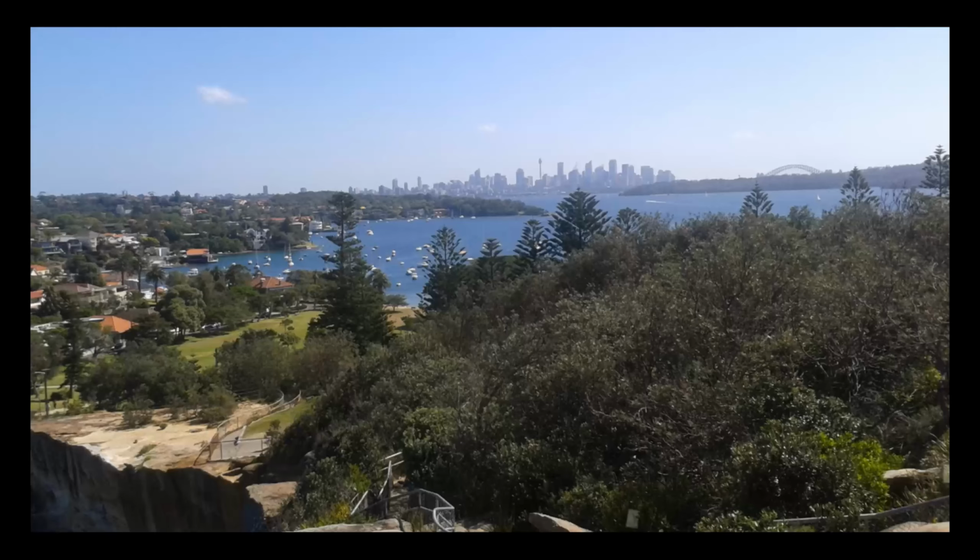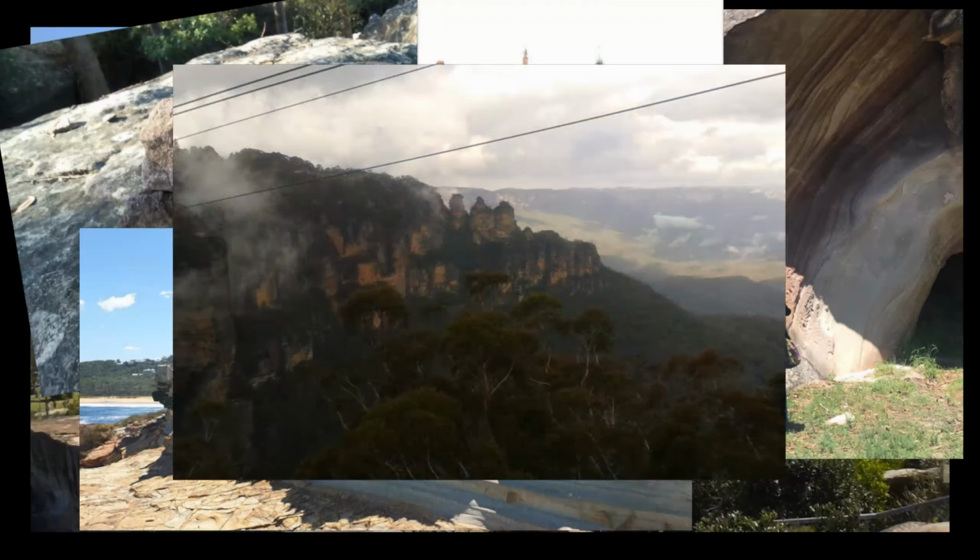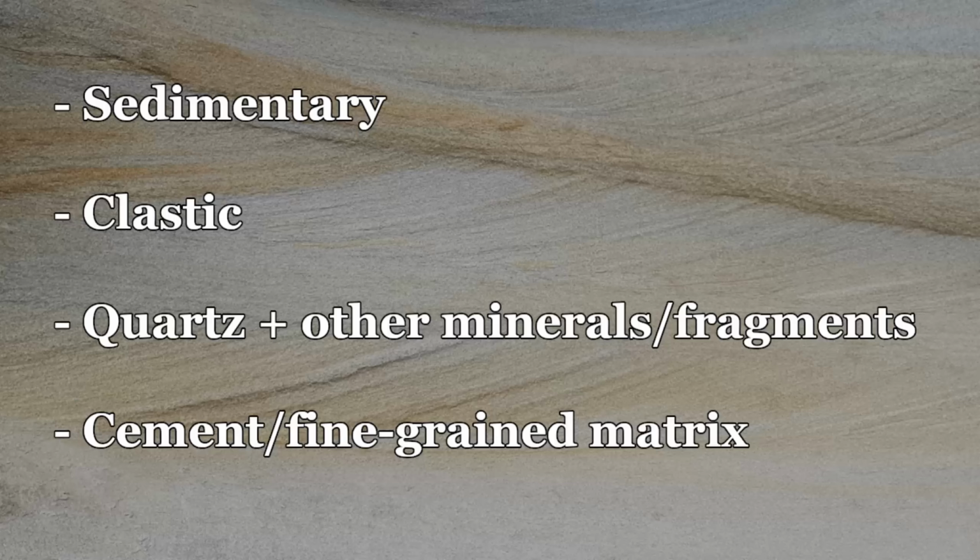Having lived in the Sydney Basin for most of my life, sandstone is the one rock I can confidently tell you so much about. Sandstone is a clastic sedimentary rock composed mostly of quartz grains, but can contain some other minerals and fragments. There will also be a cement of some kind or a fine grain matrix holding everything together.